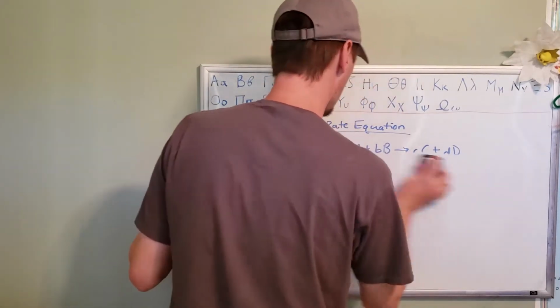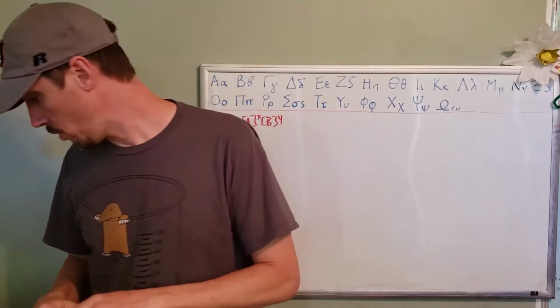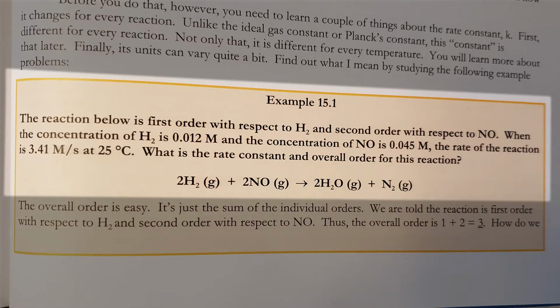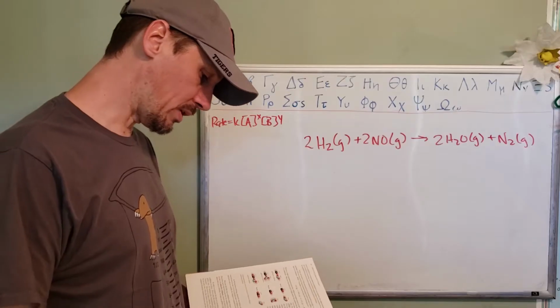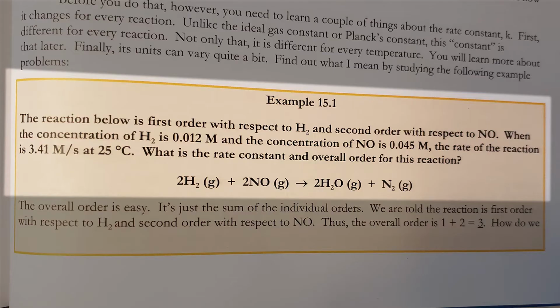So we'll go in our book to example 15.1 on page 459. The problem says this: the reaction below is first order with respect to H2 and second order with respect to NO. When the concentration of H2 is 0.012 molarity and the concentration of NO is 0.045 molarity, the rate of the reaction is 3.41 molarity per second at 25 degrees Celsius. What is the rate constant and overall order for this reaction?